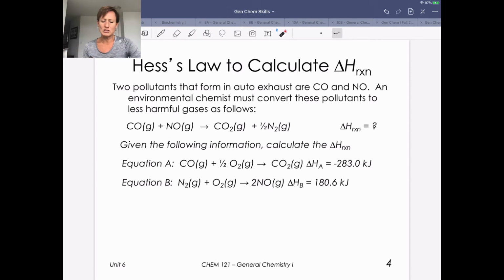All right, so here's the information that's given. I'm going to walk through how we sort of think about this problem and what you want to think about doing. So I'm going to look at my equation that I want to get to, and then I'm going to compare the equations that I'm given.